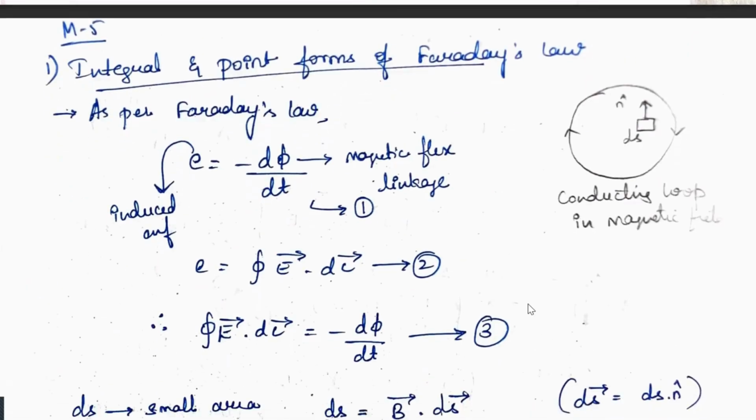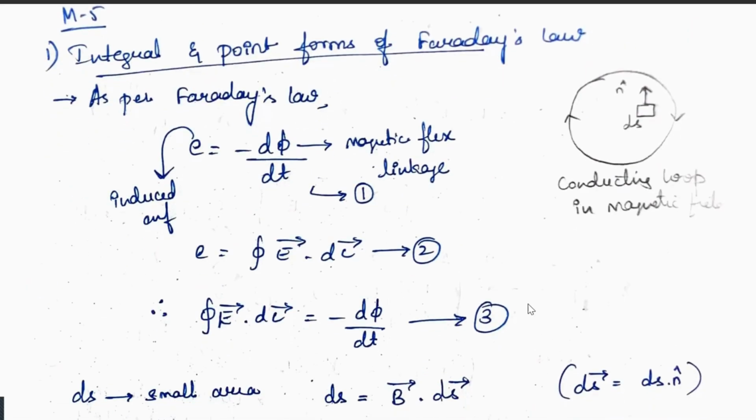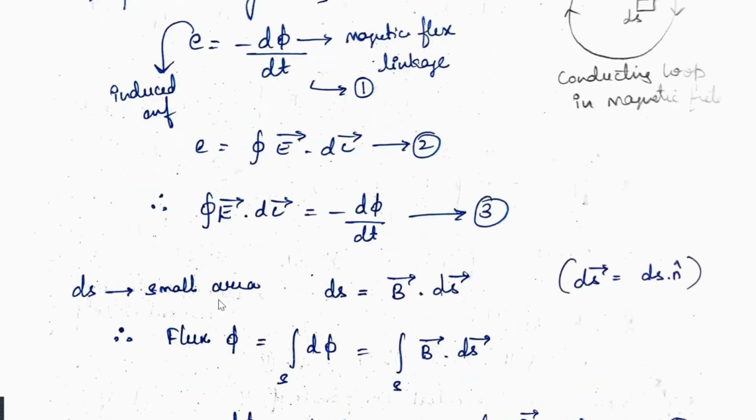Starting with the integral and the point form of Faraday's law. As per Faraday's law, induced EMF is equal to minus dφ/dt, that is the magnetic flux linkage, considered as equation 1, where EMF is equal to the integration of E vector dot dl vector, consider that as equation 2. So here we have a conducting loop in the magnetic field with the ds vector and n cap unit vector. Therefore, the integration of E vector dot dl vector will be equal, equating these two equations 1 and 2, to minus dφ/dt.